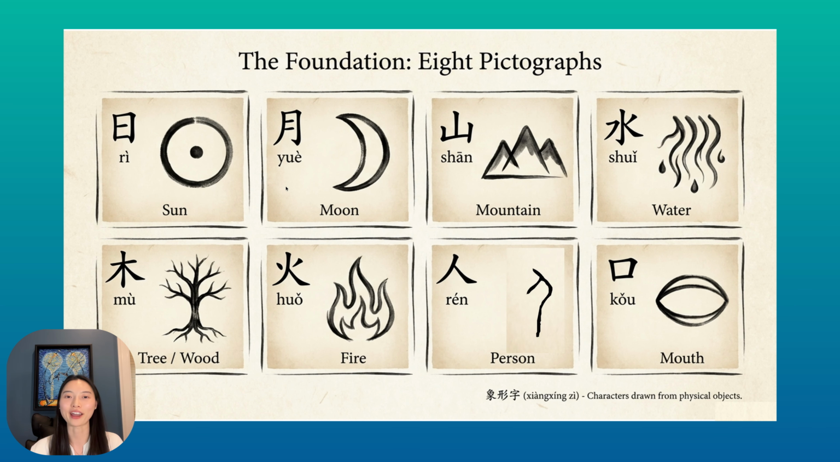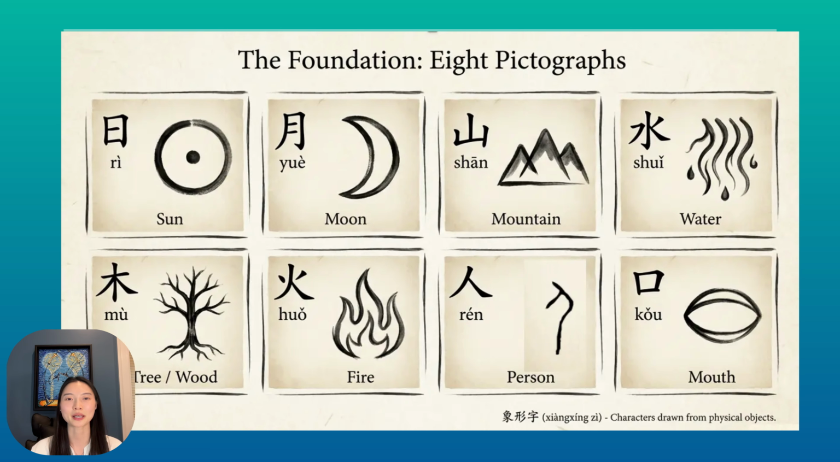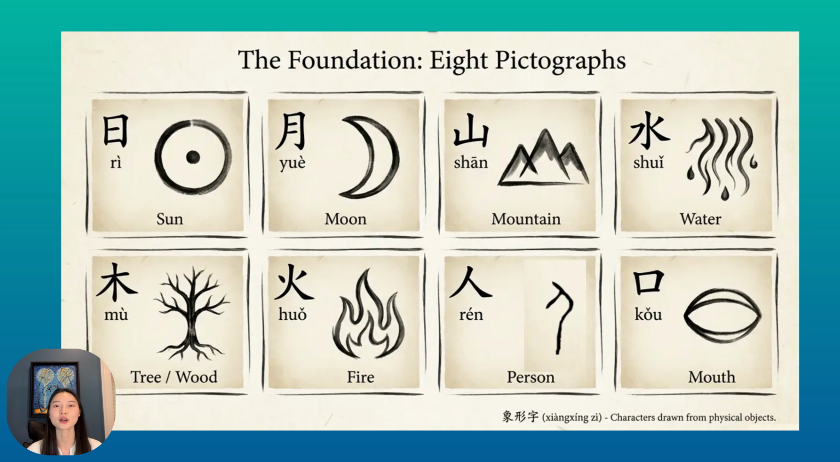Last episode, we explored 象形字, pictographic characters. We saw how ancient Chinese people drew the sun, the moon, mountains, water, fire, trees, people, and mouths, and how these drawings became the characters we use today. Today, we're going to take it one step further. What happens when you need to write something that you can't easily draw? Something abstract, like above or below, or a new concept like brightness or rest.